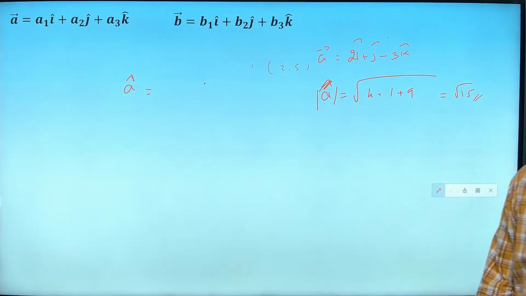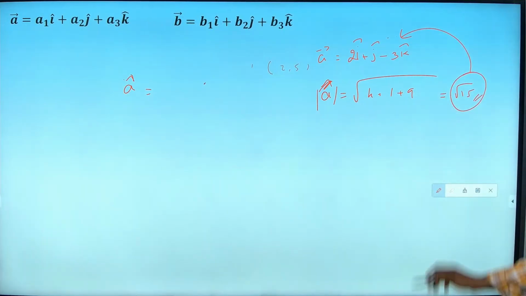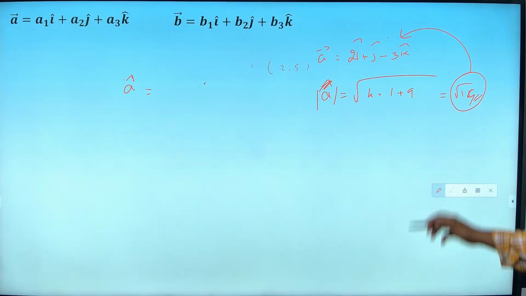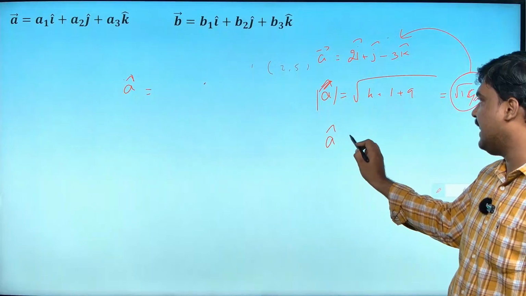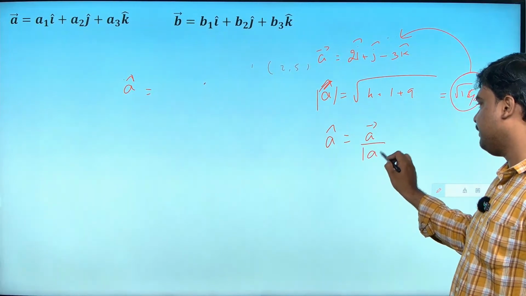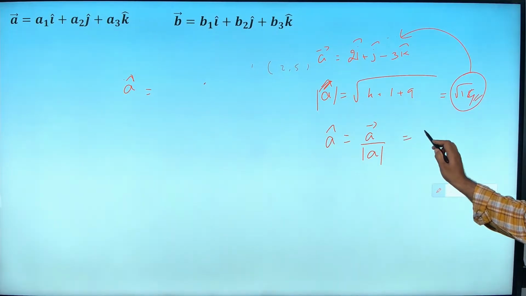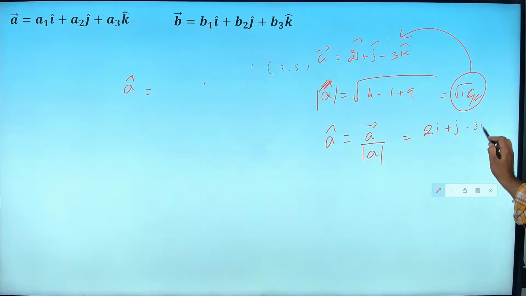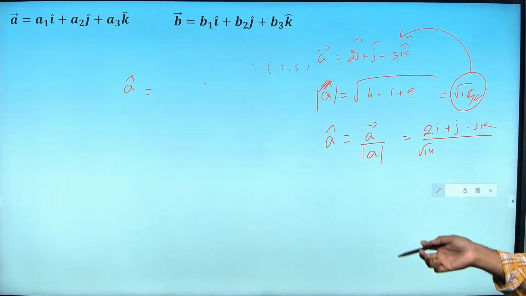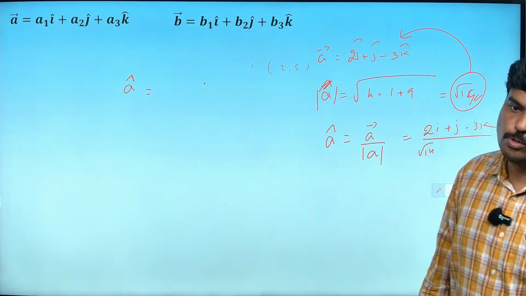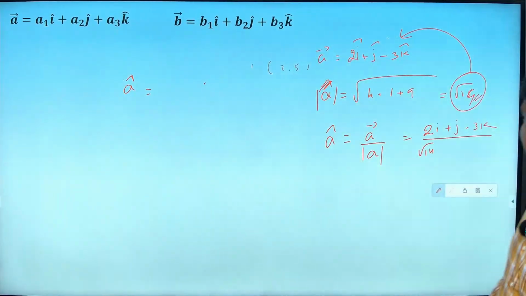Which will become root 14. Correct? Now what am I supposed to do? I will divide the full vector by this root 14. That is, a cap is nothing but a vector divided by modulus of a, which is 2i plus j minus 3k divided by root 14. I could have written it separately, but I'll write it together: 2 by root 14 i, 1 by root 14 j, minus 3 by root 14 k.